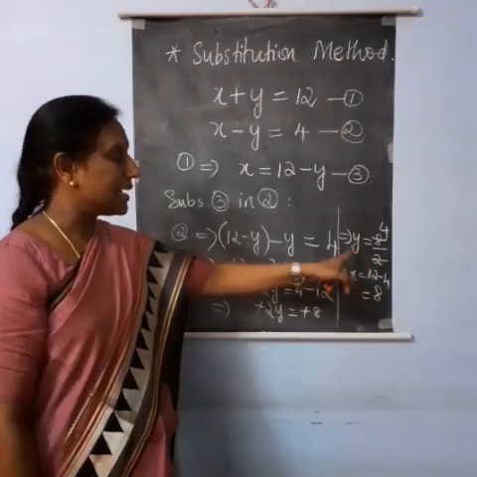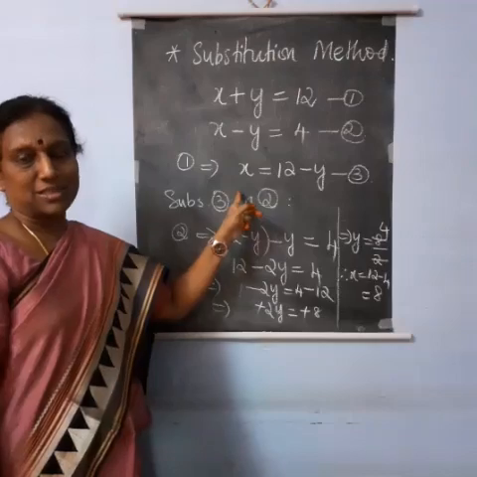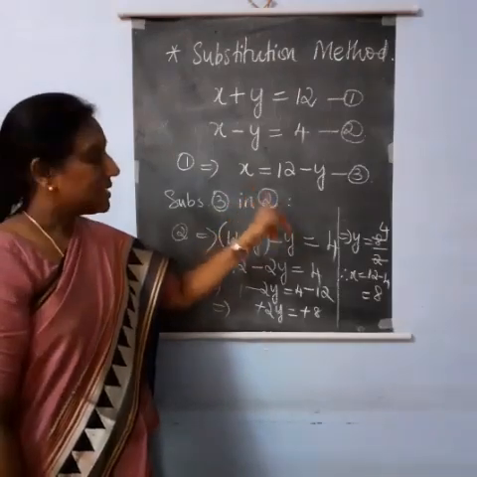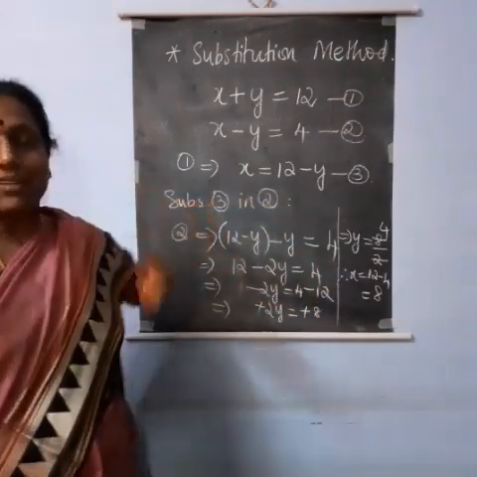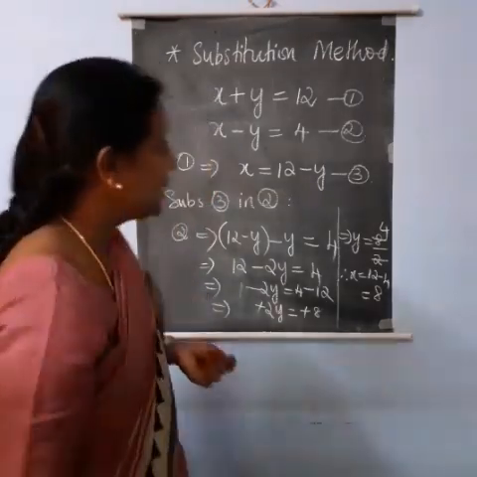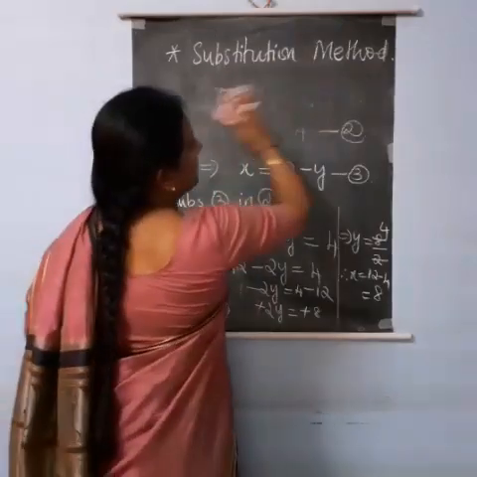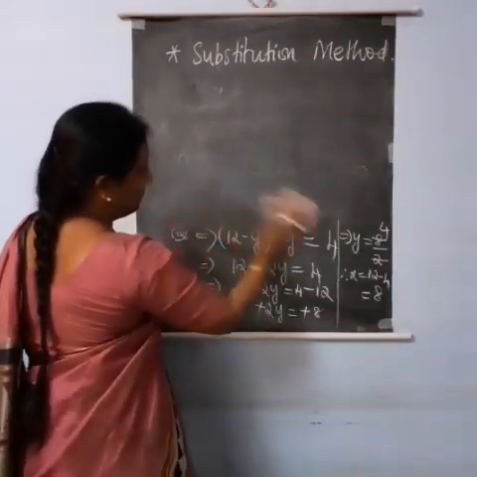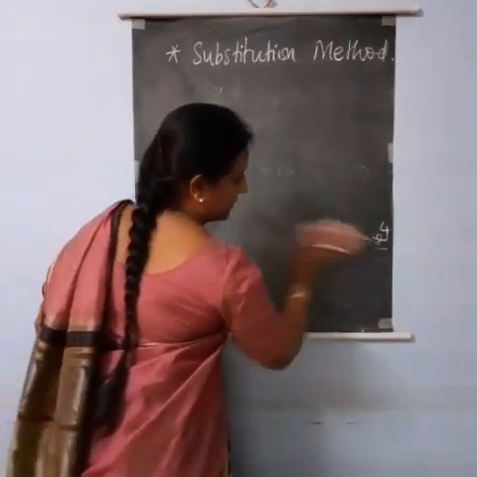Then substitute that value in any one of the equations. It is simplest here, right? So when you do it, you'll get the corresponding value of x. Have you understood? Shall we go through one more example? Okay. Now, one more example for the substitution method.